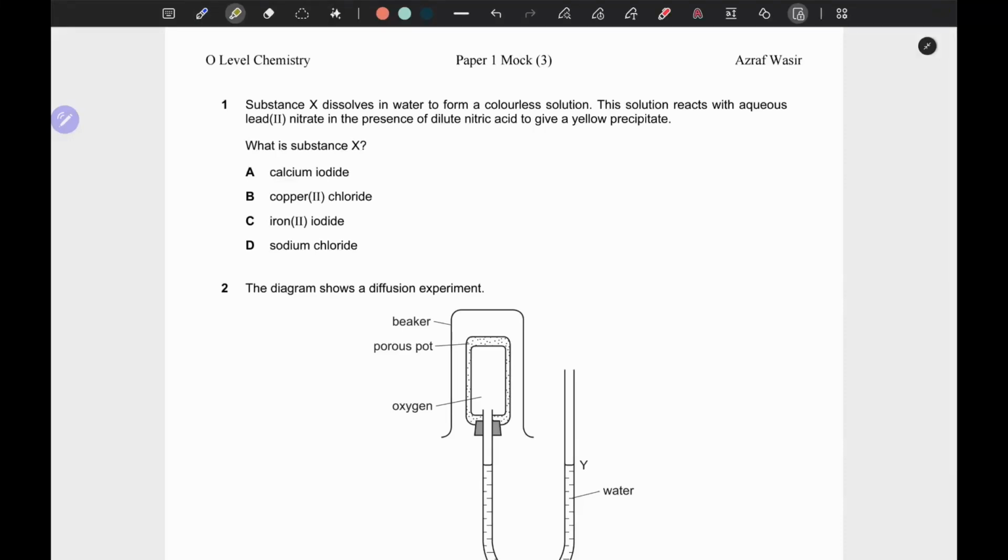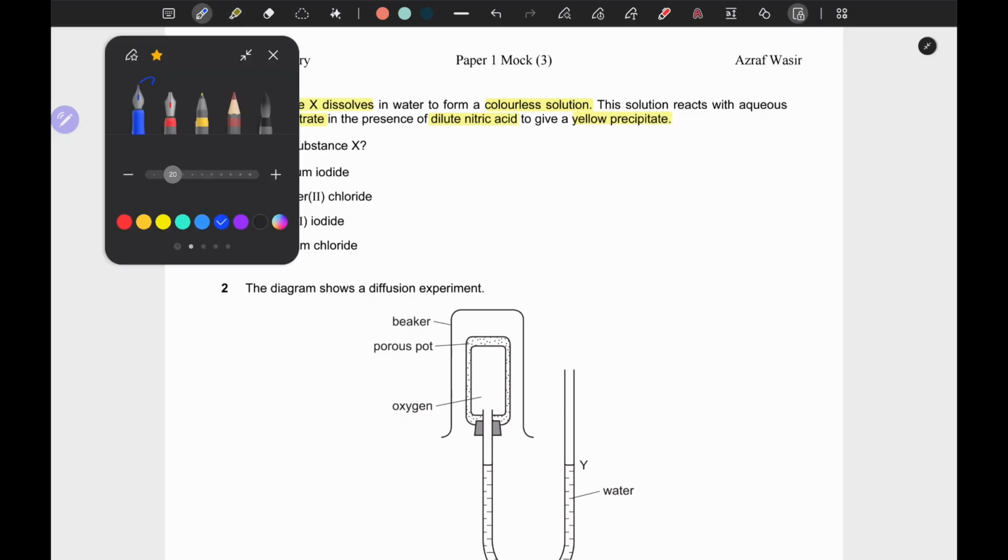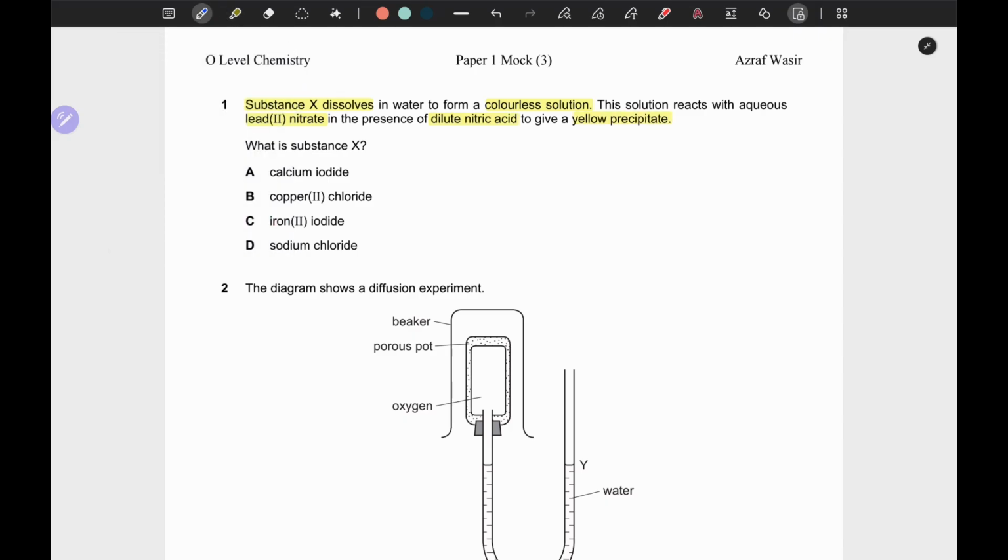Alright, so this is paper 1 of mock 3. Substance X dissolves in water to form a colorless solution. This solution reacts with aqueous lead-2 nitrate in the presence of dilute nitric acid to give a yellow precipitate. So let's analyze the information one by one. And they're asking us to find out what is substance X.